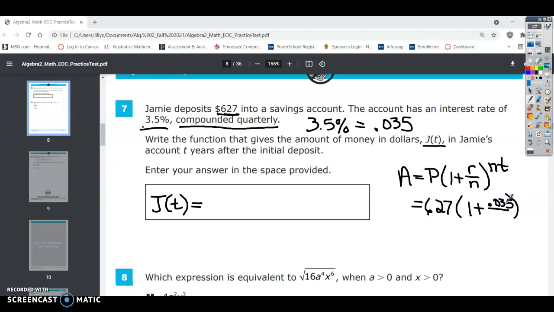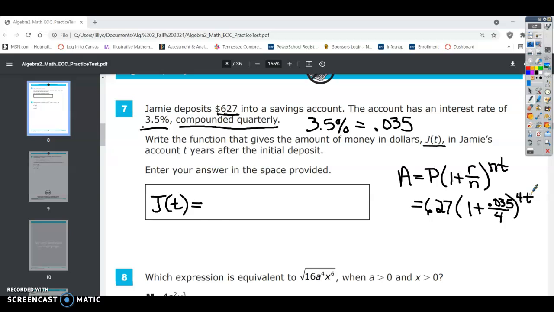All right, quarterly. Quarterly means it's compounded 4 times in 1 year. So n is 4. And then 4, our n here and here are the same. And then times how many years? Write the function that gives the amount of money in dollars in Jamie's account t years after the initial deposit. So we're going to leave this as t.